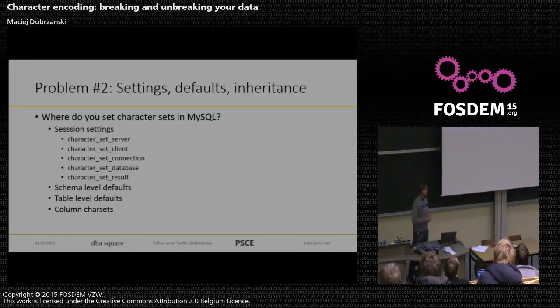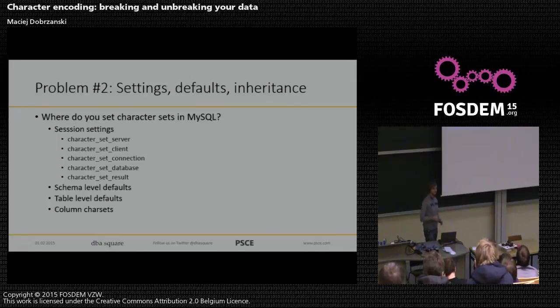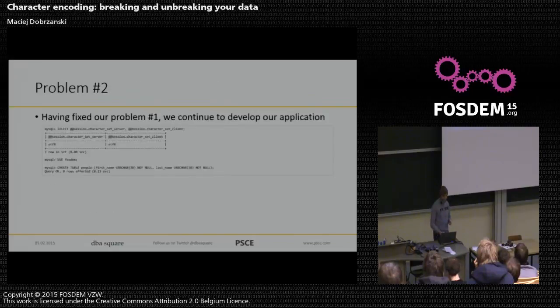So I said that encoding or character sets are handled on multiple levels. So in MySQL, you have 5 different settings alone to define what's going on with data, how it's translated, how it's encoded, and how it's converted. You'll also have schema level defaults, table level defaults, and of course column character sets, which define the actual storage character set, so how the data is stored in the tables.